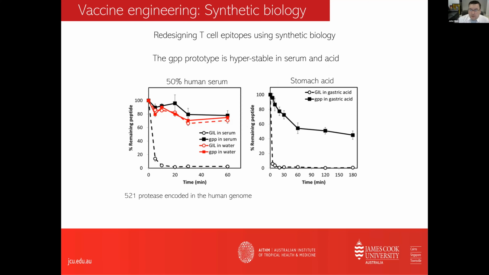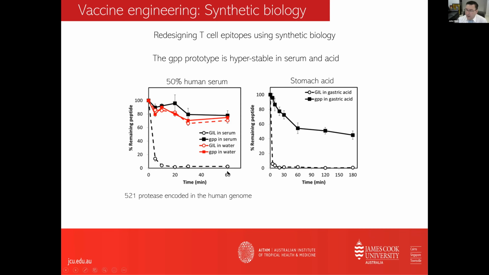These things are hyper stable. We threw them into 50% human serum, and the dotted line here is the wild type flu peptide, which I was surprised at. It's basically gone in 10 minutes in just 50% serum. And the controls were all okay. So if you can see the synthetic, which is the black box, it's fine after an hour.